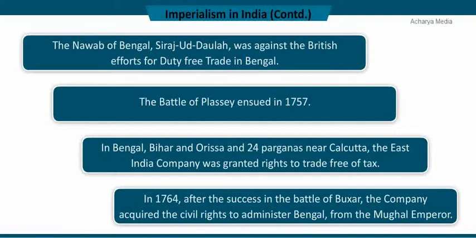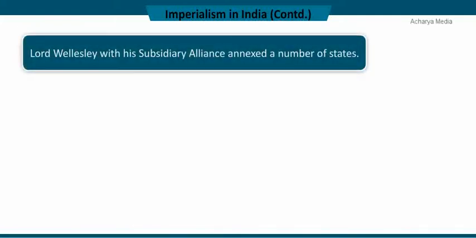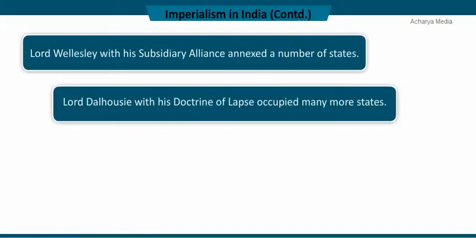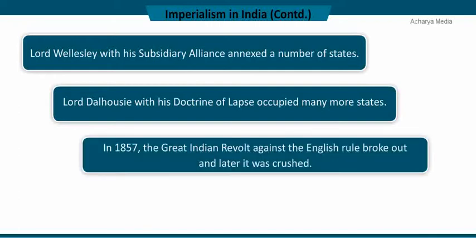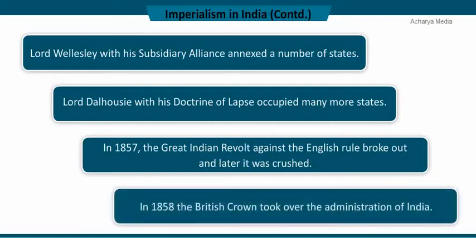In India, it marked the beginning of the company's formal rule. Lord Wellesley, with his subsidiary alliance, annexed a number of states. Lord Dalhousie, with his doctrine of lapse, occupied many more states. In 1857, the Great Indian Revolt against the English East India Company's rule broke out, and later it was crushed. In 1858, through Queen Victoria's proclamation, the British Crown took over the administration of India. Till its independence in 1947, India was under the rule of the British government.